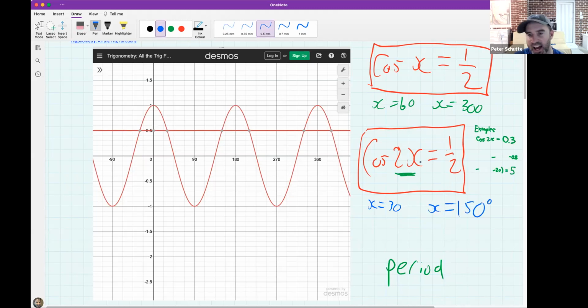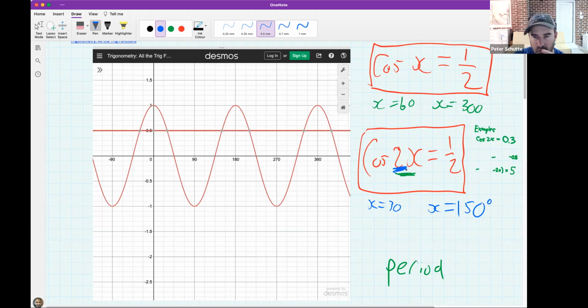I want to point out, not only that, can you see how the answers don't repeat themselves every 360 degrees? If you look at the period of this graph, the period of the graph is 180. So you have an answer here and here, and the answers occur every 180 degrees. They don't occur every 360 because of this 2 in front here. So this is a new idea, and I just wanted to show you it in graph form before I show you an actual trig equation like this.